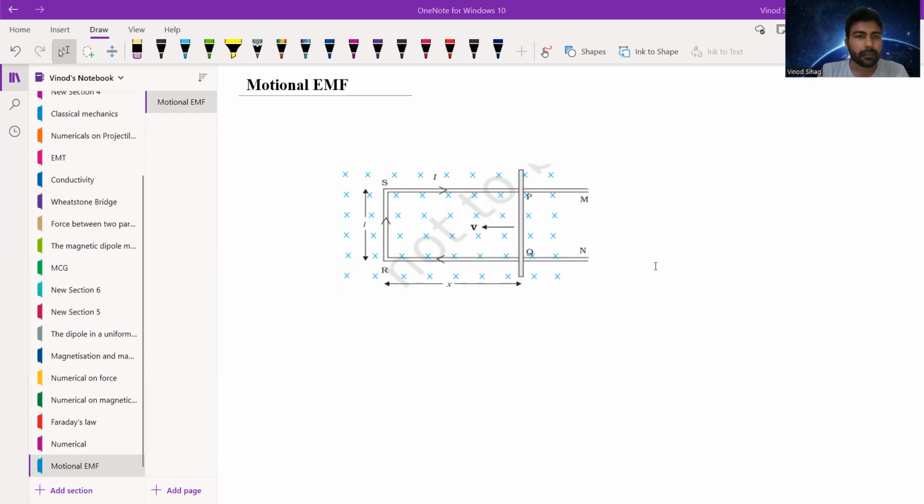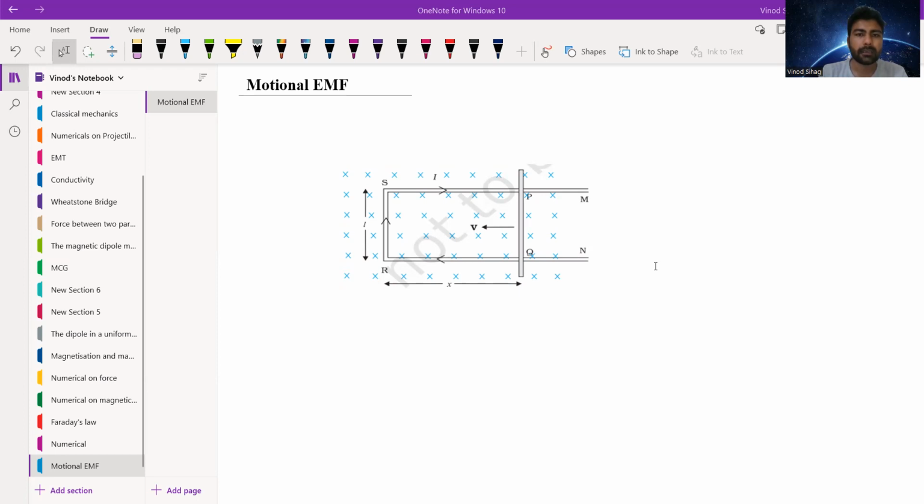And here we can see that the direction of the magnetic field is into the plane of the paper. Here, the magnetic field is uniform. It is not time dependent. So we are going to see what will be the effect of that. And one important thing is that the EMF will be induced here because of the motion of the conductor PQ.